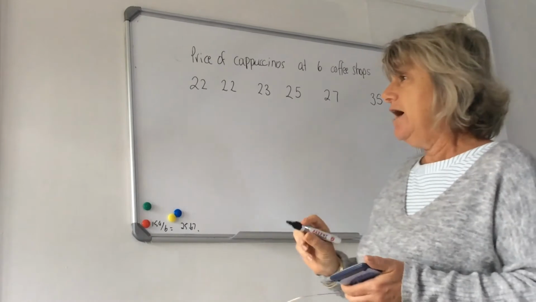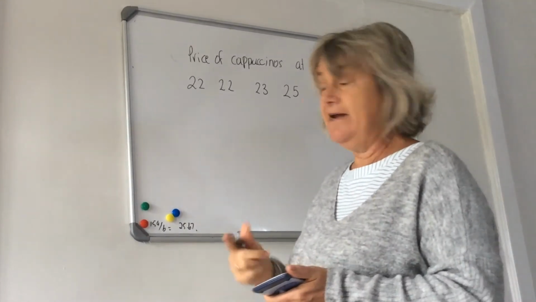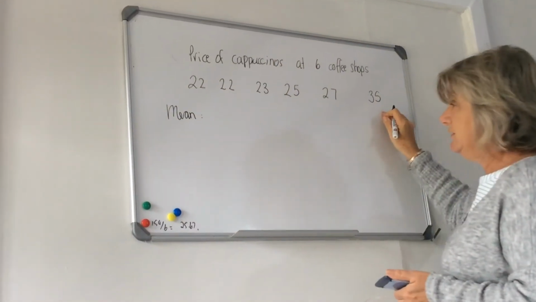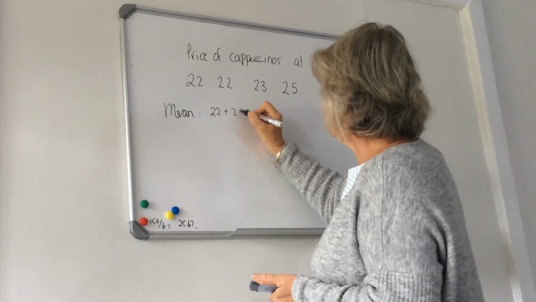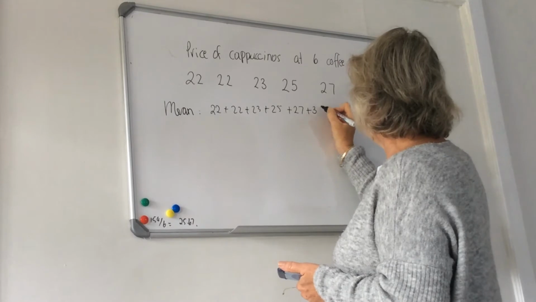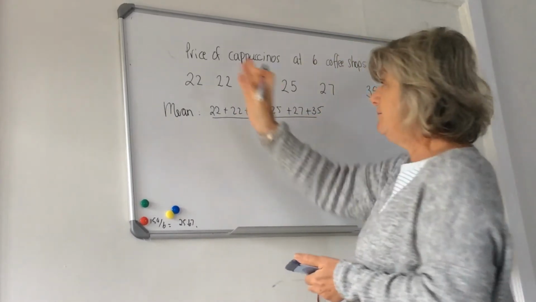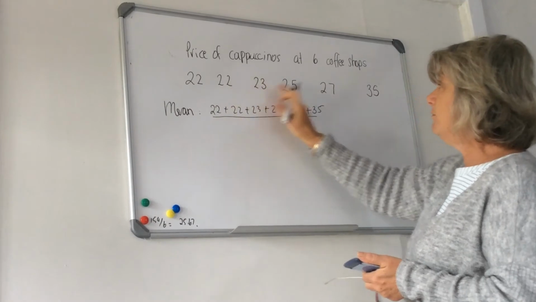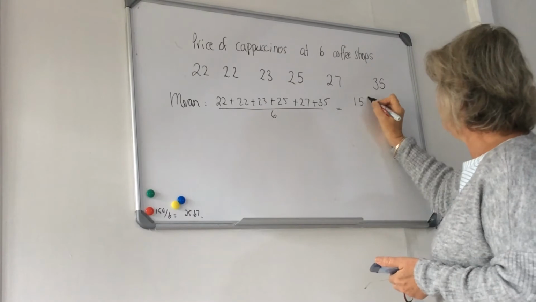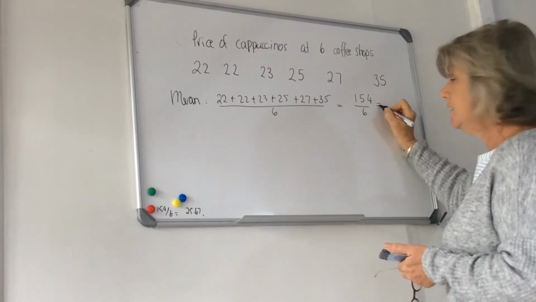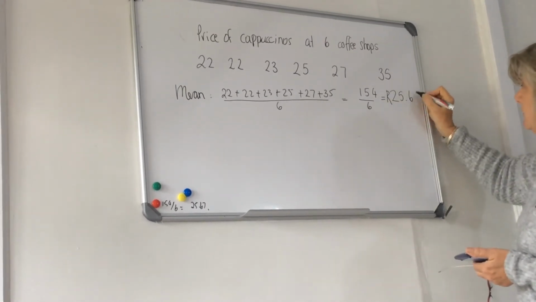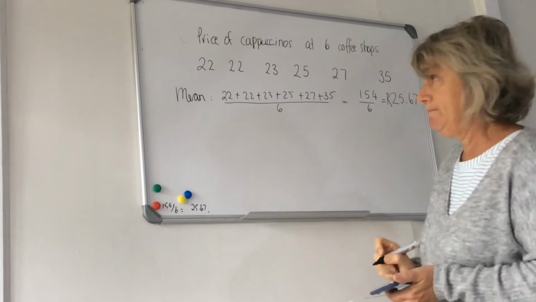Rand. Now, the first way to find an average is to find the mean. In the case of the mean, you total up all these values by adding them. So 22 plus 22 plus 23 plus 25 plus 27 plus 35. And then you divide by the number of values you have. 1, 2, 3, 4, 5, 6. You divide by 6. You would find this to be 154 divided by 6, which equals 25 Rand and 67 cents if rounded to the closest cent.